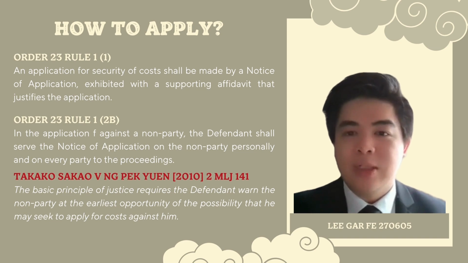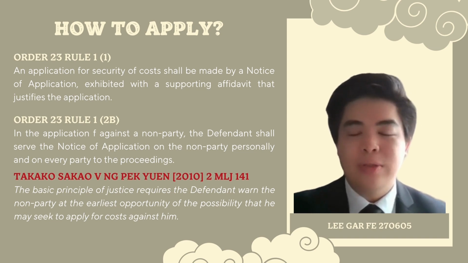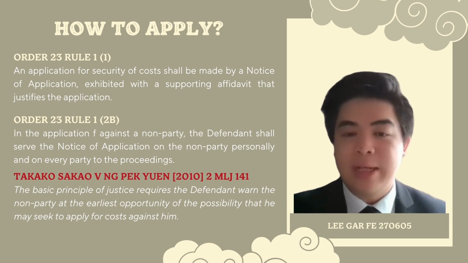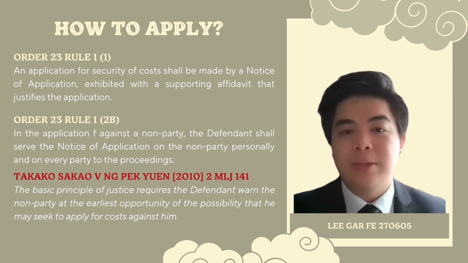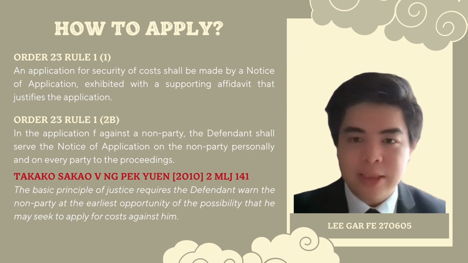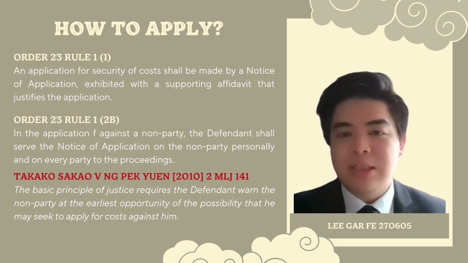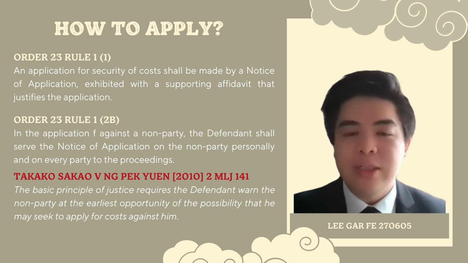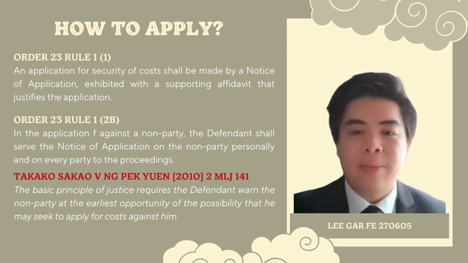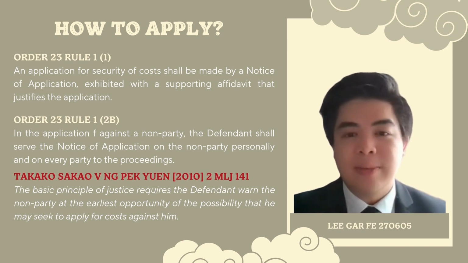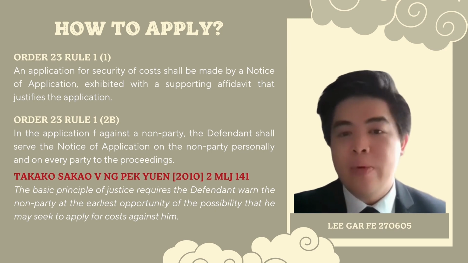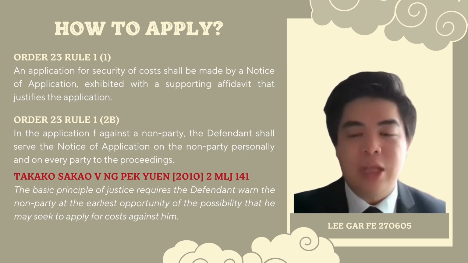Meanwhile, if the application was against a non-party to the cause, Order 23, Rule 1, Sub-Rule 2B stated that the application shall be made by way of a notice of application and shall be served on the non-party personally and on every party to the proceedings. According to the Takako Sakao case, this is because even if the applicant can prove a good reason for the payment of costs to be made against a non-party, he should warn the non-party at the earliest opportunity of the possibility that he might seek to apply for costs against him. And this is an obvious principle of natural justice.